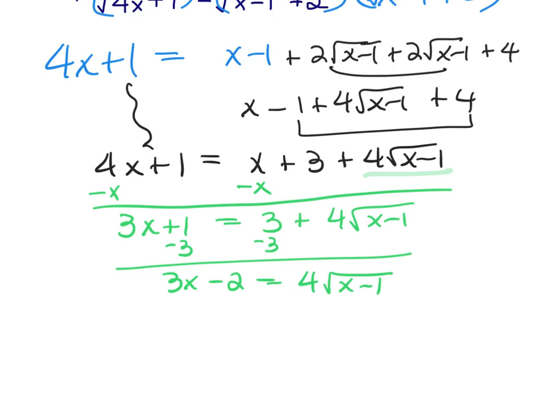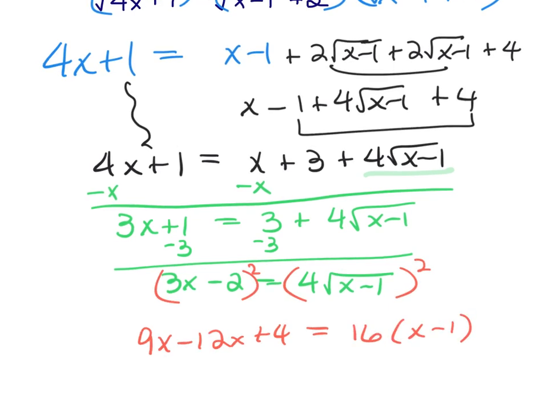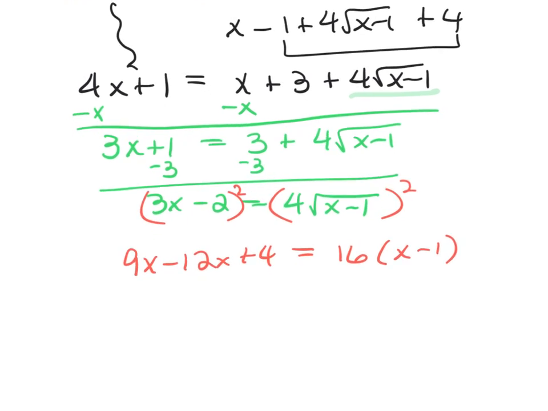I now have my radical isolated, so I square both sides. I'm going to FOIL the left. It ends up giving me 9x squared minus 12x plus 4. The right side, I square the 4. The x minus 1 drops out of the radical. I need to distribute and get 16x minus 16. Go ahead and rewrite my left side.